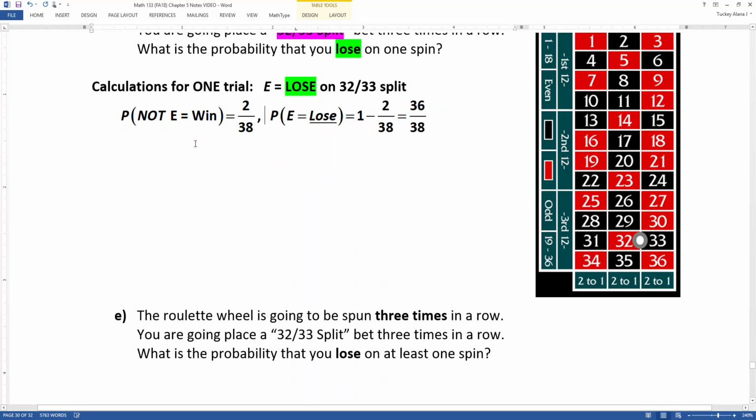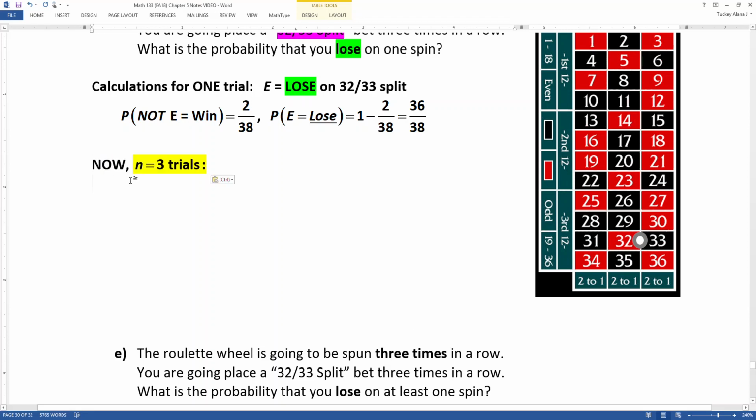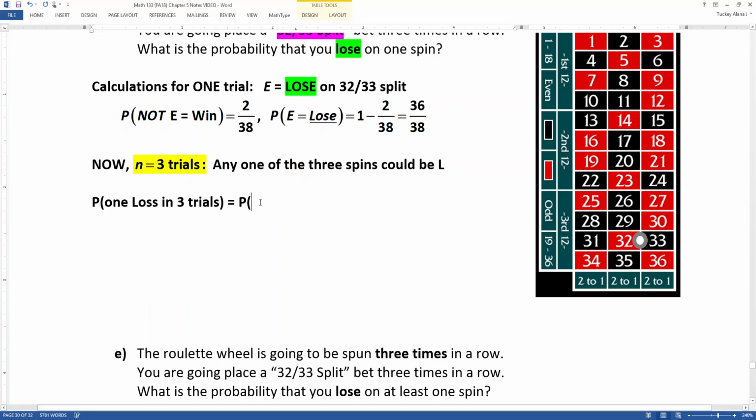All right. So now we have to think about 3 trials. We've done the calculations just to get ourselves ready, but now we need to think about 3 trials. And this is not an at least one, so it's not going to follow a set formula. So we have to think about, well, if it's one loser, then any one of the 3 spins could be the loser, could be the loss. So we want the probability of 1 loss in 3 trials. So it could be loss, win, win, or it could be win, loss, win, or it could be win, win, loss. All 3 of those are possibilities.